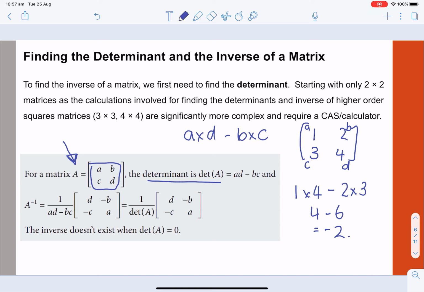Then what we do to find the inverse, which is our next step, this A to the negative 1 on the left-hand side, we do 1 over AD minus BC, which is 1 over the determinant. In this case it would be 1 over negative 2.